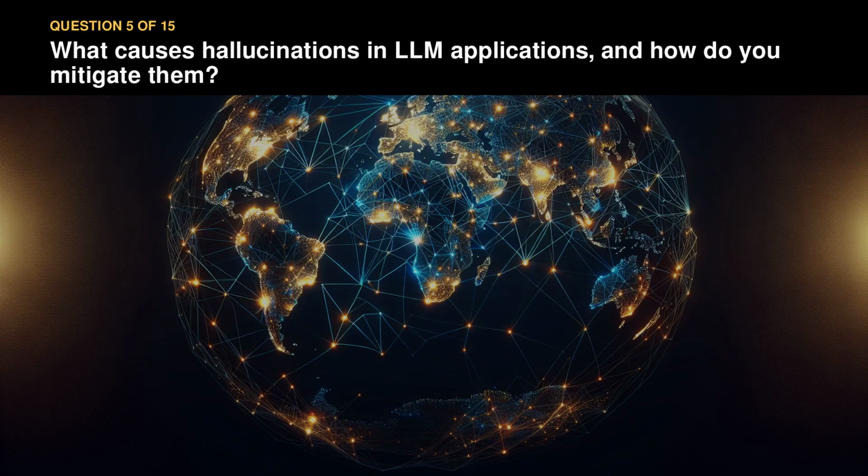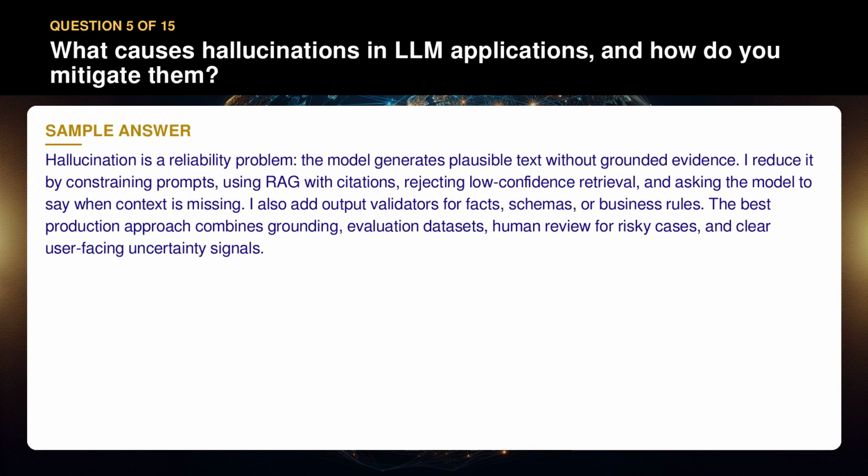Question 5. What causes hallucinations in LLM applications, and how do you mitigate them? Hallucination is a reliability problem. The model generates plausible text without grounded evidence. I reduce it by constraining prompts, using RAG with citations, rejecting low-confidence retrieval, and asking the model to say when context is missing. I also add output validators for facts, schemas, or business rules.